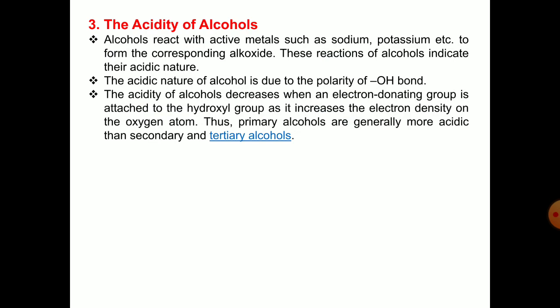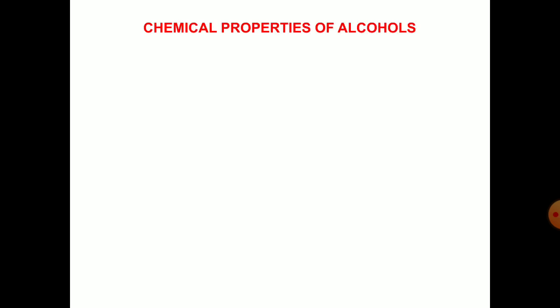Thus, primary alcohols are generally more acidic than secondary and tertiary alcohols. We know that alcohol is less acidic than water. Why? Because the H plus ion concentration, or the Kw, the ionic product of water, is equal to 10 to the power minus 14, whereas the Ka of alcohol is 10 to the power minus 18. Therefore, it is less acidic than water.